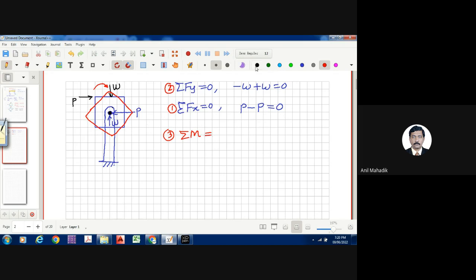No. Let's say the height of this block is A. That means what is the moment value? P into A. Moment is P into A. And as there is nothing to resist this, the value of the moment is P into A, which is not equal to 0. That means the body will rotate, which you can see. And as there is a moment, it is not in moment equilibrium. So it is not equilibrium. Only two equations are satisfied.